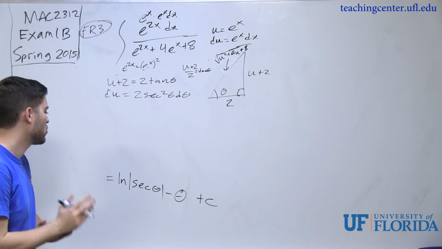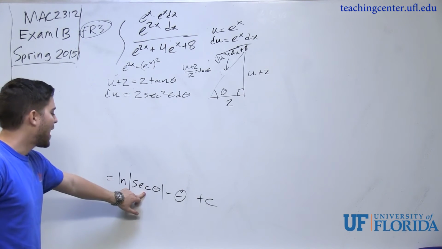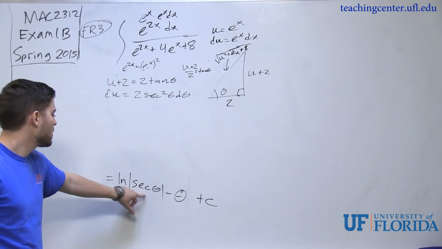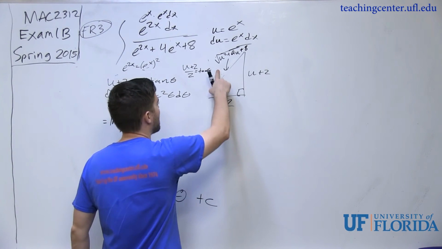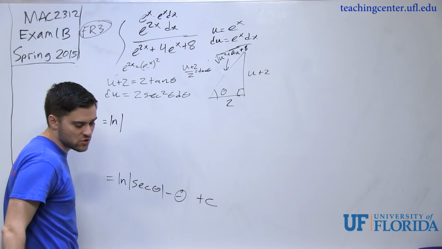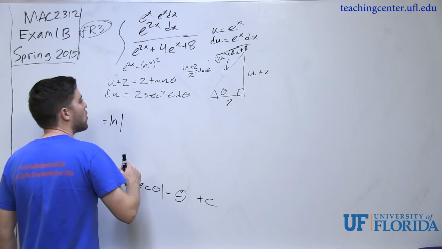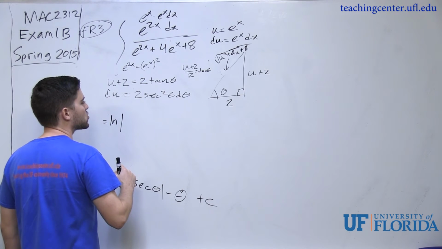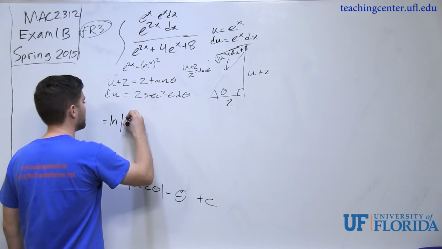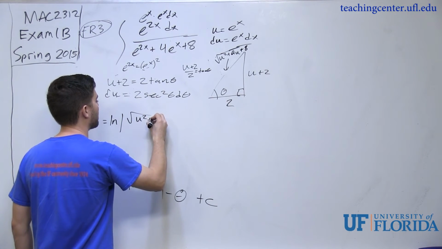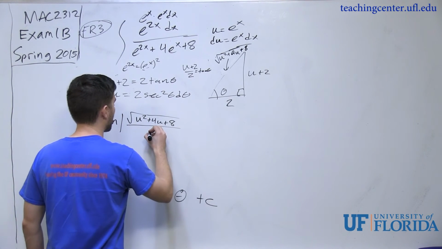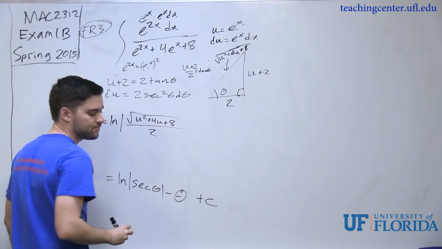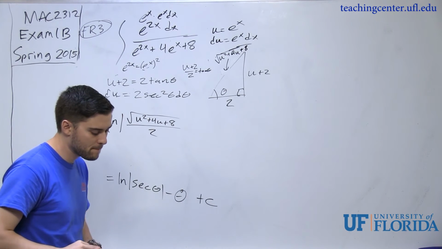Okay, good. Now, I need an expression for secant. So to get an expression for secant, I look at hypotenuse over adjacent. So that ends up leaving me with the square root of u squared plus 4u plus 8 over 2. Okay.